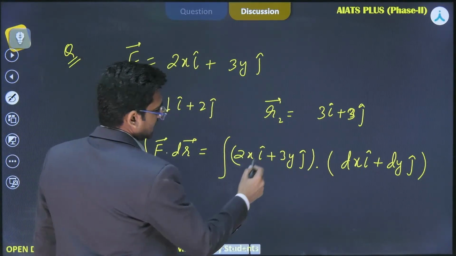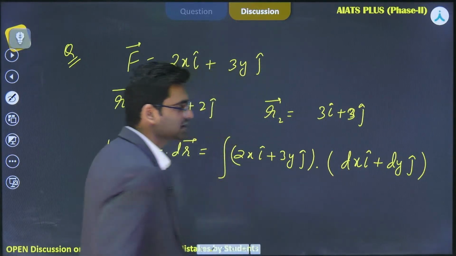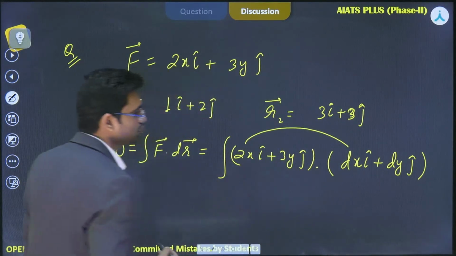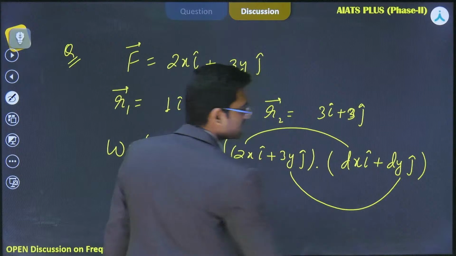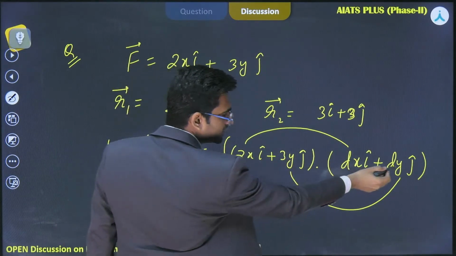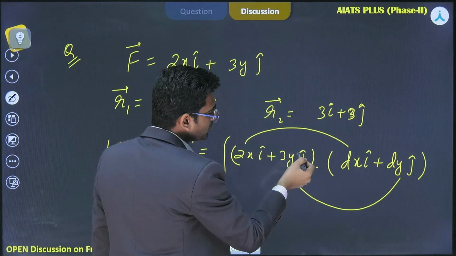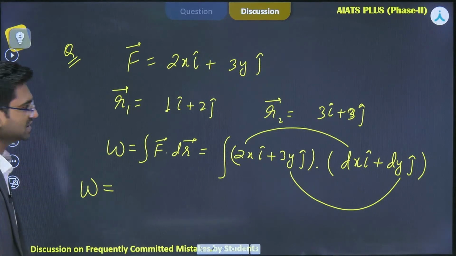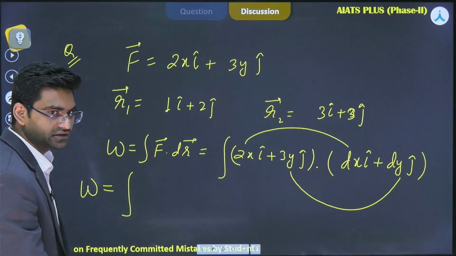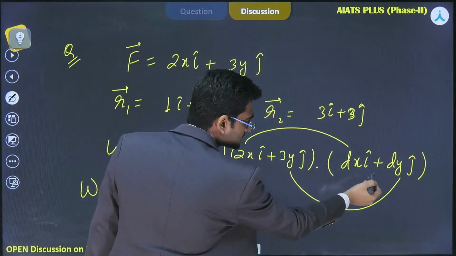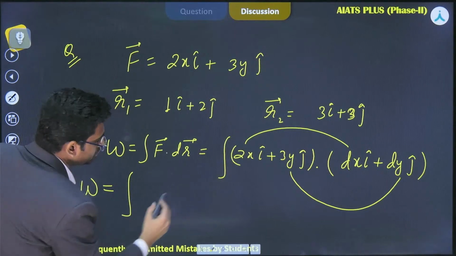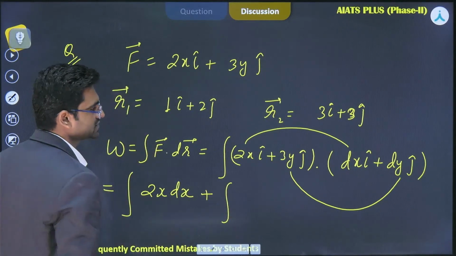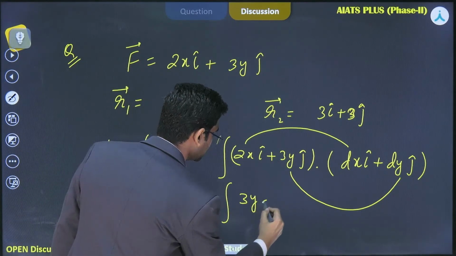Now 2x i cap plus 3y j cap, dot product of dx i cap plus dy j cap. Now we know how to do the dot product of these kinds of vectors. This will become 2x dx and this will become 3y dy, because the dot product of i dot j will become 0. Similarly, the dot product of j dot i will become 0. So we get the final expression like this. This is an integral. We haven't done the integration yet, we have only solved the dot product till here. So 2x dx, and plus, again the integration can be written like this, 3y dy.